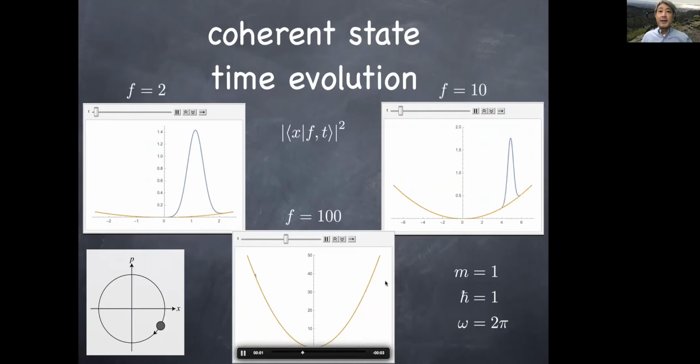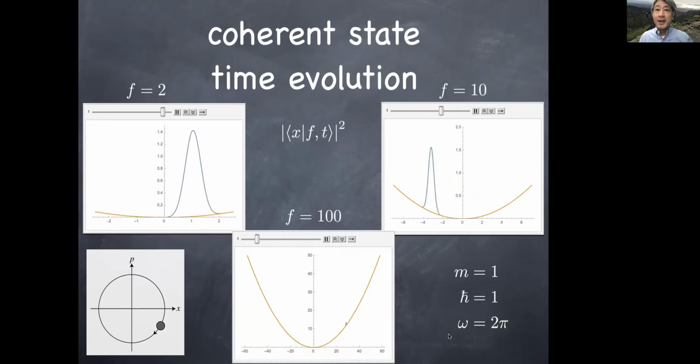So the coherent state does really describe the motion of a classical pendulum this way. As long as you go to large enough f, then the minimum uncertainty we talked about becomes negligible, and the motion of the coherent state really does resemble the motion of a classical pendulum. And I think the pictures are really worth 1,000 words. You see what I mean, that the coherent state behaves as if it were a classical pendulum.